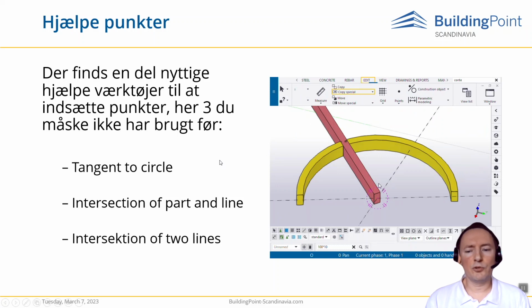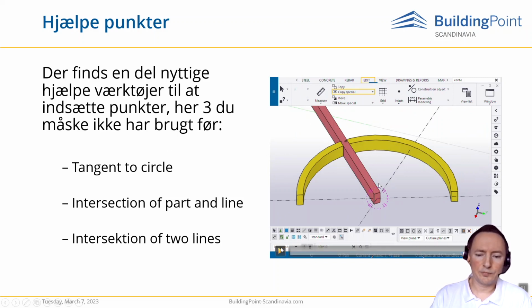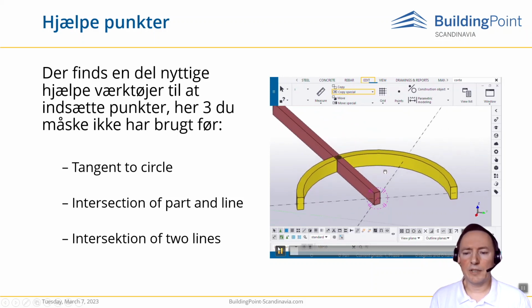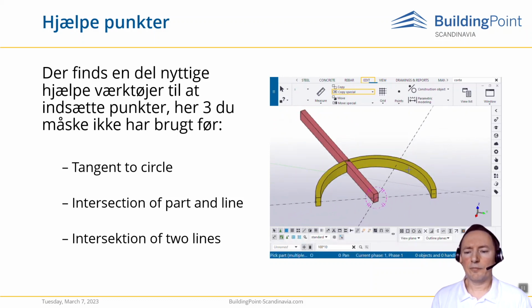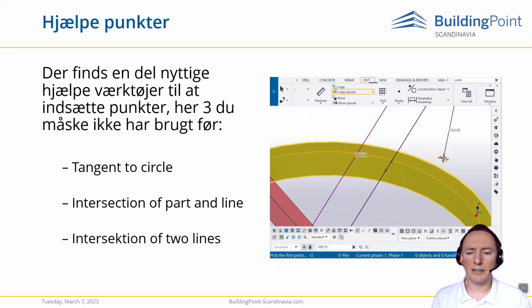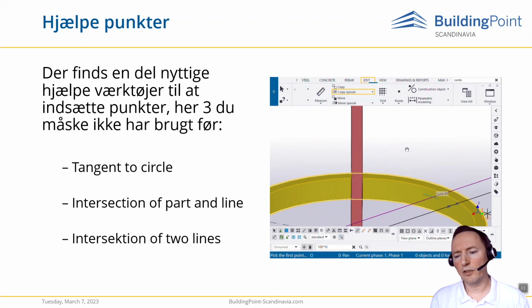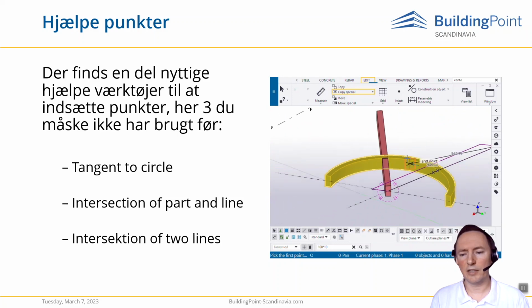Next one I want to show you here is intersection of part and line. That means actually when a line goes through a part, the faces of the part it goes through, we will get a point. So let's see how that works. So here we have a curved beam and 2 lines, or 1 line and a beam. So first I'll pick the part I want to find the point on, and then the line. And here we get 2 points because we are going through 2 faces on that part.